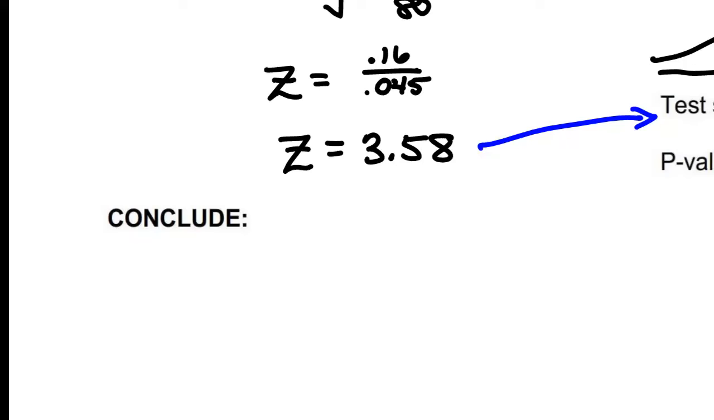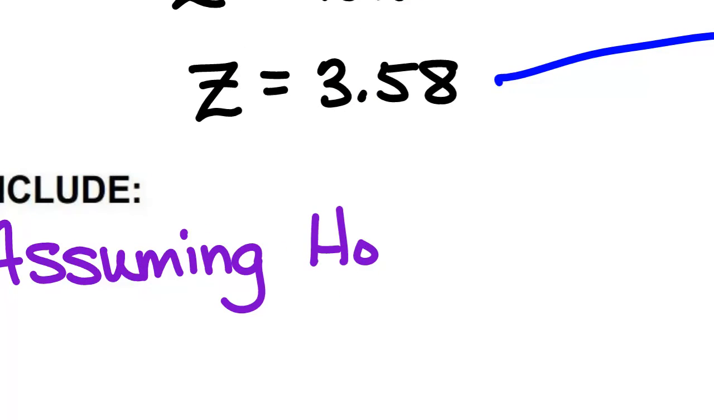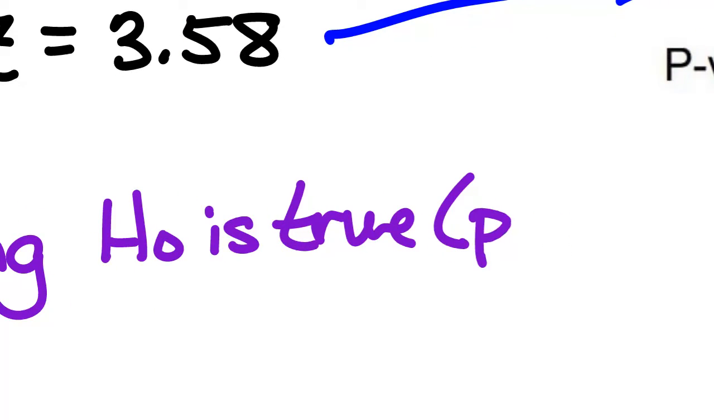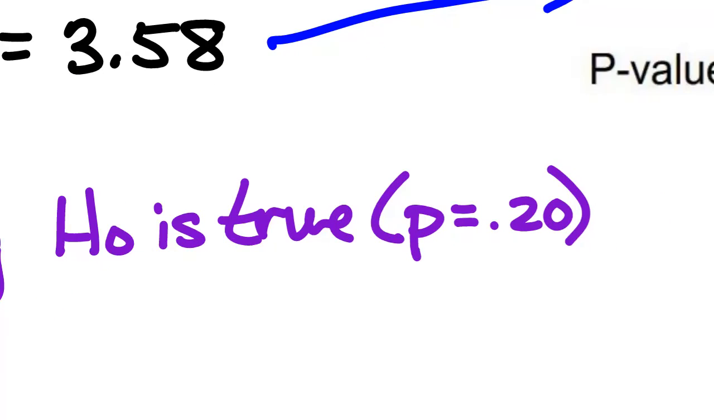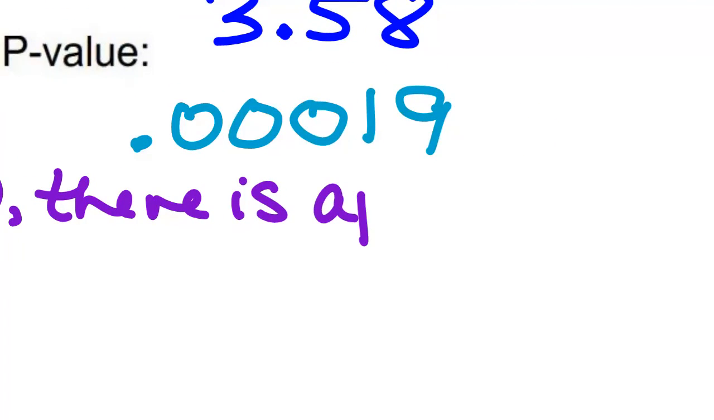What was the assumption that we made at the beginning? What was our null hypothesis? Yes, so assuming H0 is true, and then I'm going to state what that means. p is equal to 0.20.